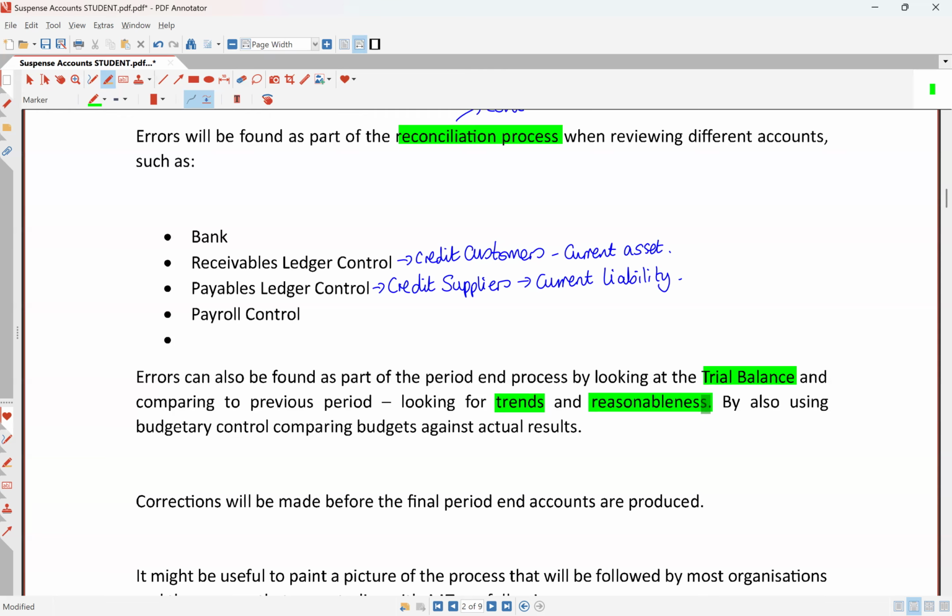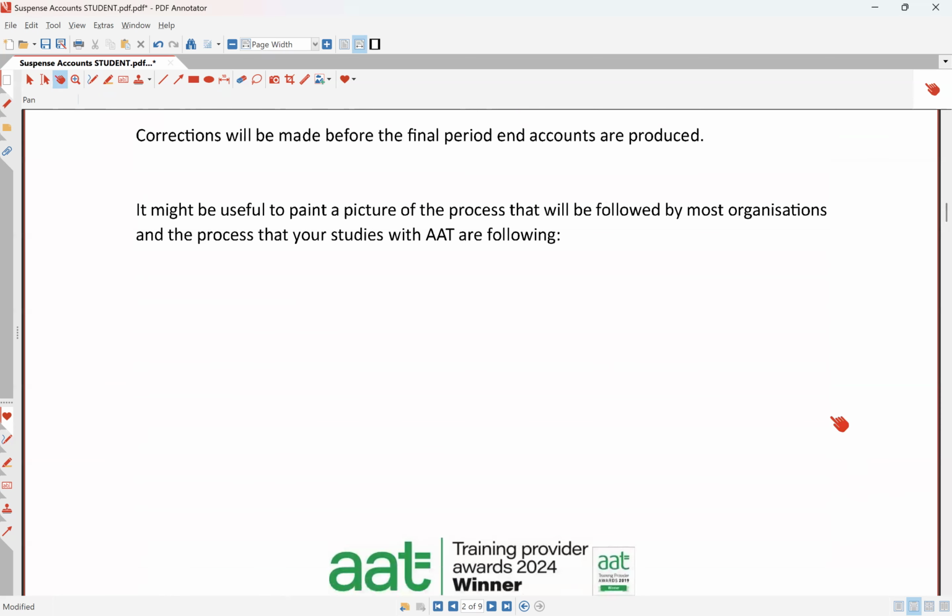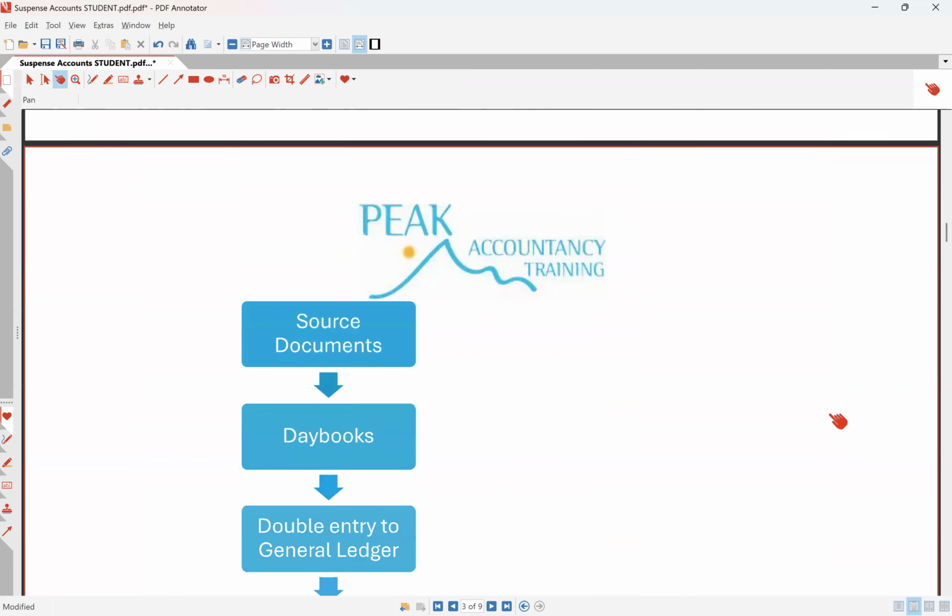We also find errors by looking at budgetary control. So we could be comparing what we expected to happen in our budget against those actual results. Differences between them could also help us identify errors. Have we coded something to the wrong account by mistake? Now, once we've spotted those errors, we need to make the correction. And that's one of the jobs that we need to do. Now, there's a bit of a process that we follow when we are doing our accounts.